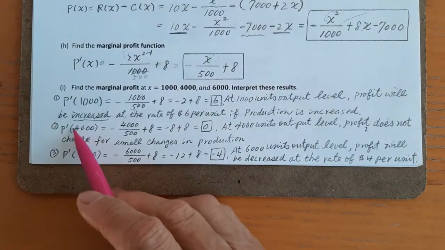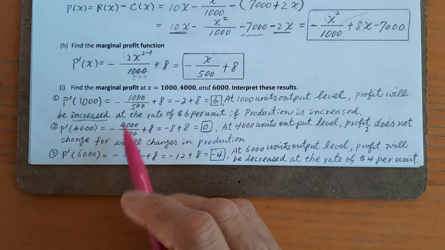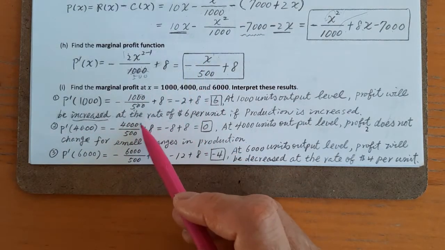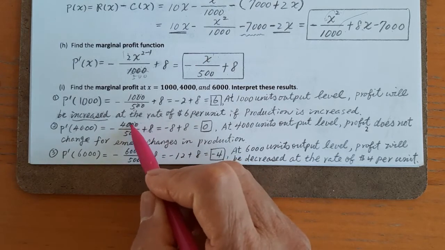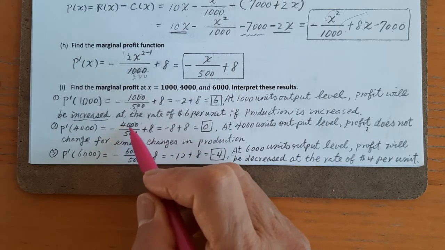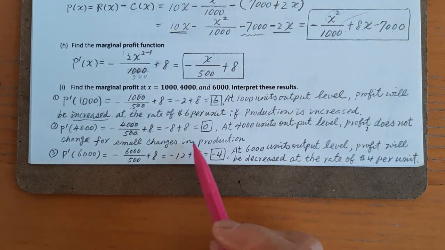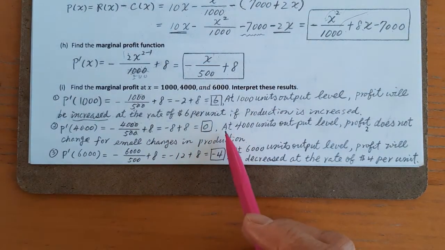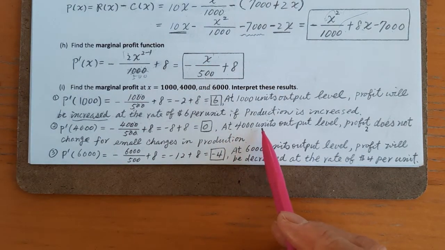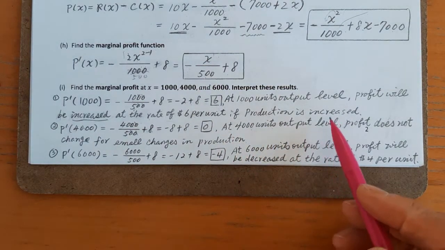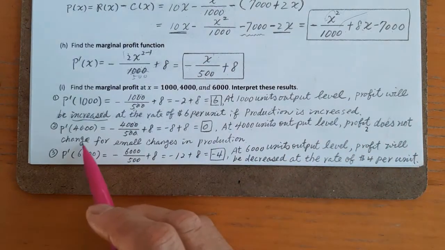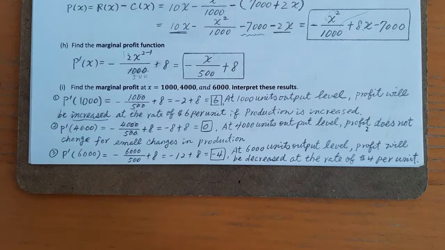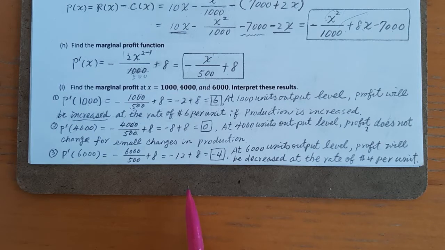And P prime of 4,000: plug into this function, negative 4,000 over 500 plus 8, and cancel the 0s. 40 over 5 is negative 8, plus 8 is 0. So to interpret: at the 4,000 output level, the profit does not change for small changes in production. If you increase by 1 unit, then at the 4,000 level of production, your profit doesn't change.